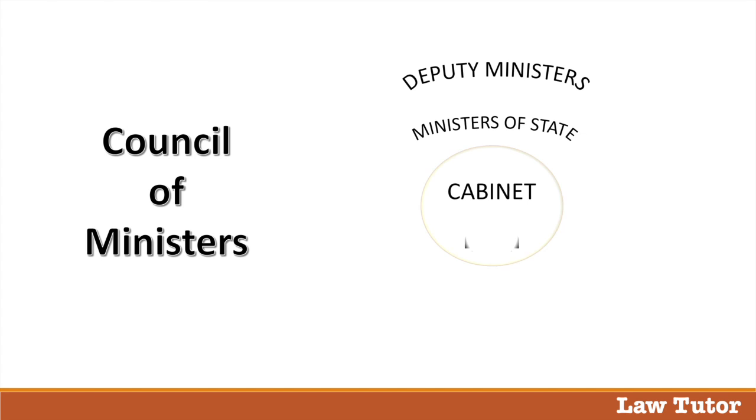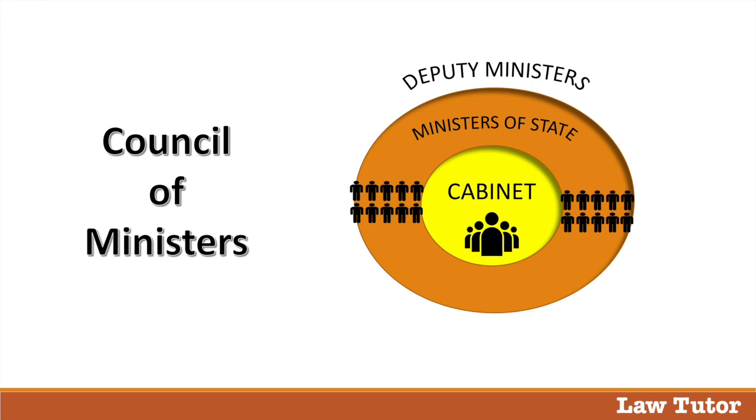Cabinet Ministers is an informal body of senior ministers who form the inner circle of the Council of Ministers. A cabinet minister leads a ministry. Ministers of State are an outer circle. Ministers of State are of two kinds.